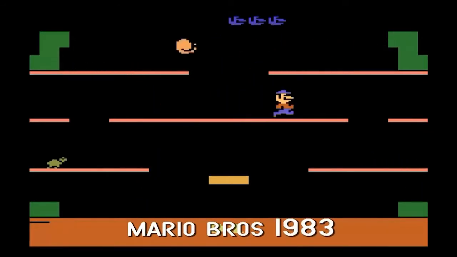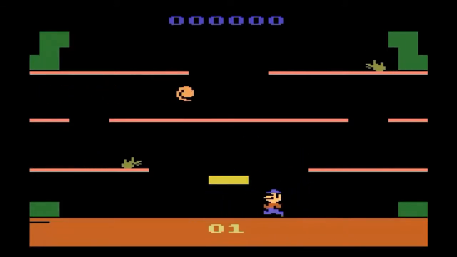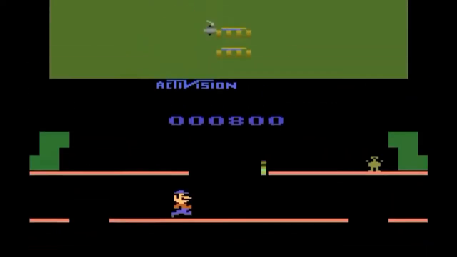Okay, that gives you an idea of what you're dealing with in terms of palette, in terms of the size of the pixels. The pixels are massive on this thing.